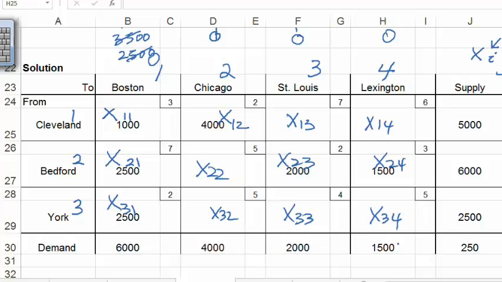Okay, so it's straightforward, right? It's row number first, and then the column number. So the first index is the row number where the units are coming from, the supply points, and the second index is the column number where you have the demands.